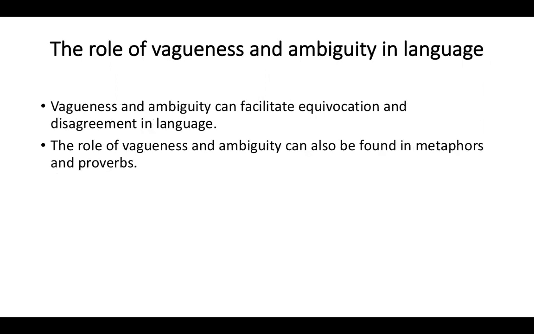The role of vagueness and ambiguity in language. Vagueness and ambiguity can facilitate equivocation and disagreement in language. So these two meaning defects encourage a particular crime we call equivocation, and they also encourage disagreements in language. The role of vagueness and ambiguity can also be found in metaphors and proverbs. Metaphors are intentionally vague, so that you'll be able to apply multiple meanings to them.